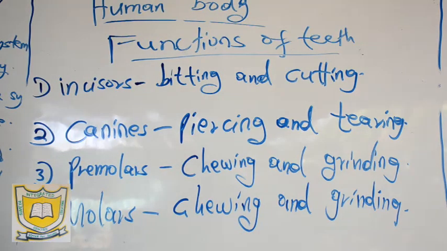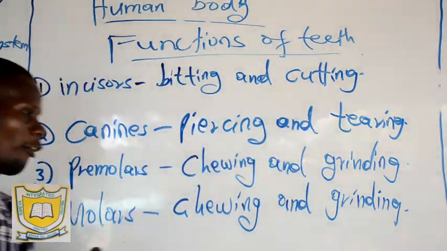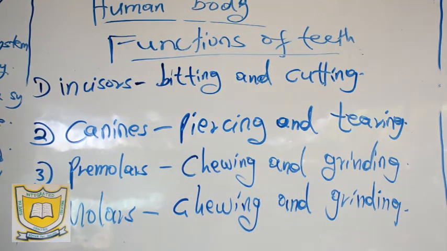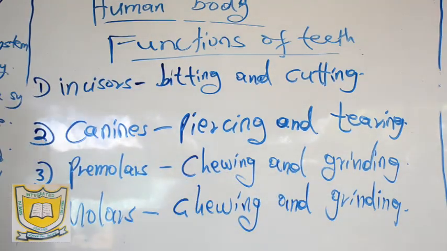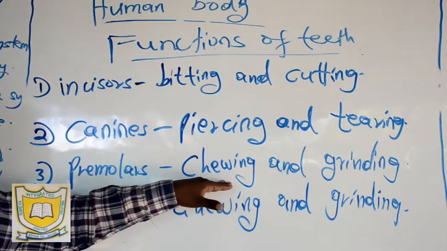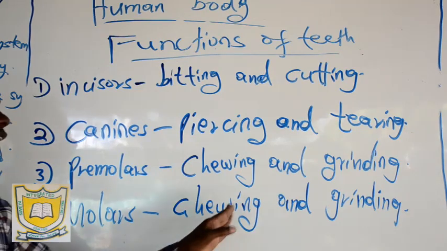The canines, what are the functions of the canines? You find that the canines are used for piercing and tearing of meat from the bones. The piercing and tearing is carried out by the canines. The third type of teeth is premolars. You find that premolars are used for chewing and grinding. And the last type of teeth, we have the molars, which are also used for chewing and grinding.